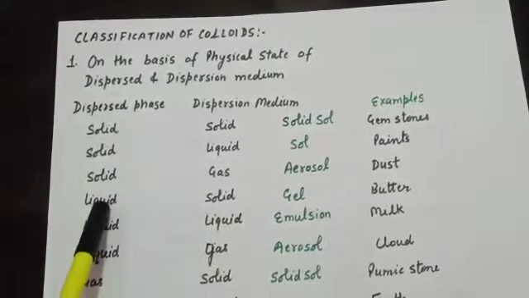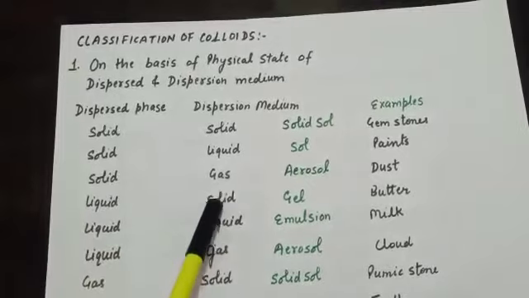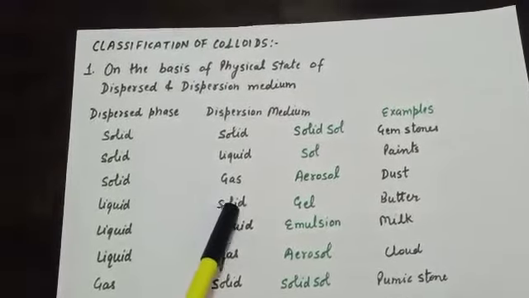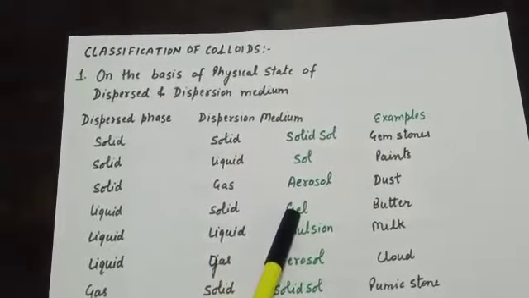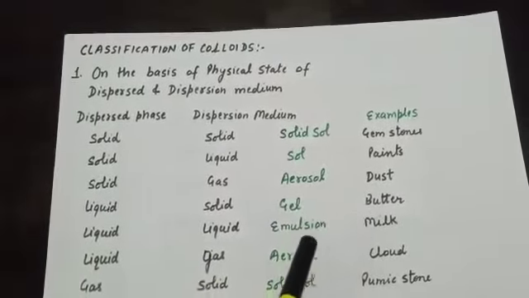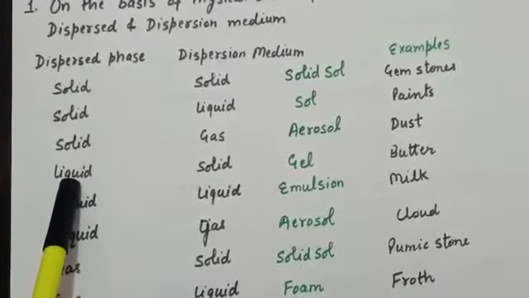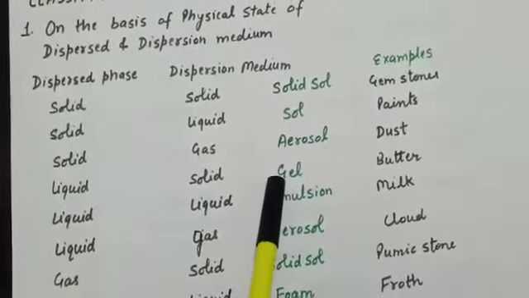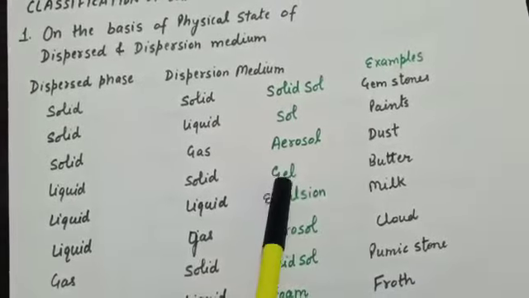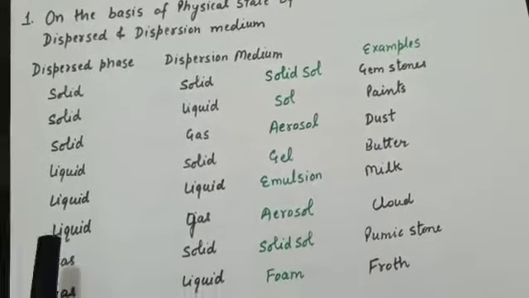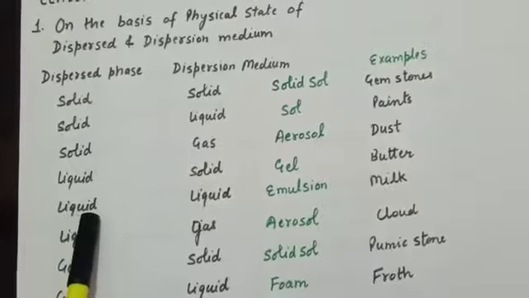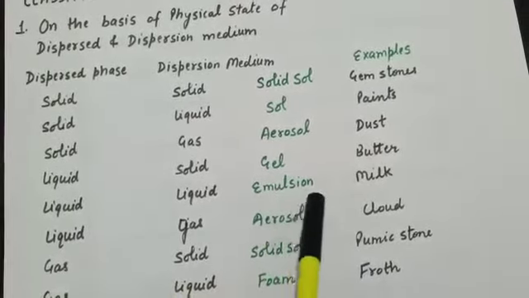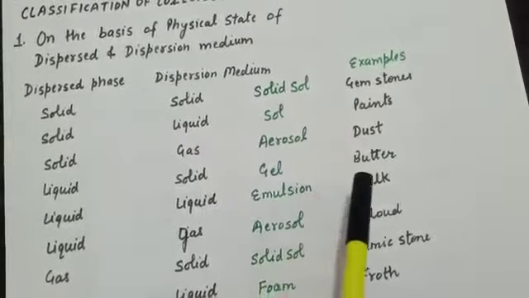Now fourth is when the dispersed phase is liquid and the dispersion medium is solid. That type of colloid is known as gel and the example is butter. Now next is when the dispersed phase is liquid and the dispersion medium is also liquid, then that is known as emulsion and the example of emulsion is milk.